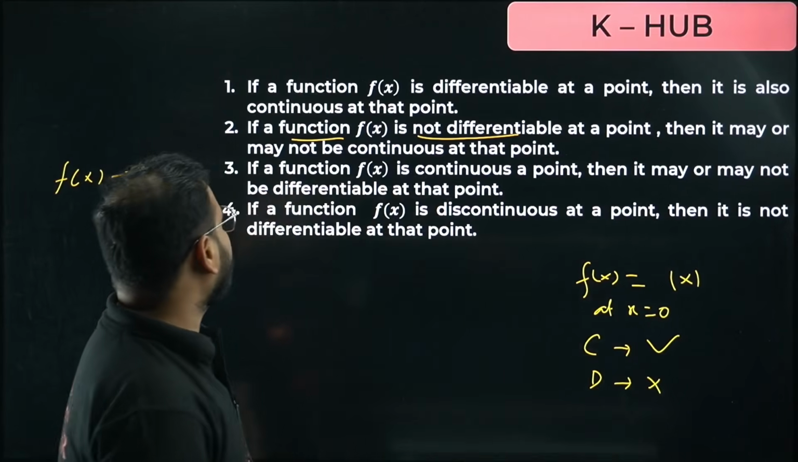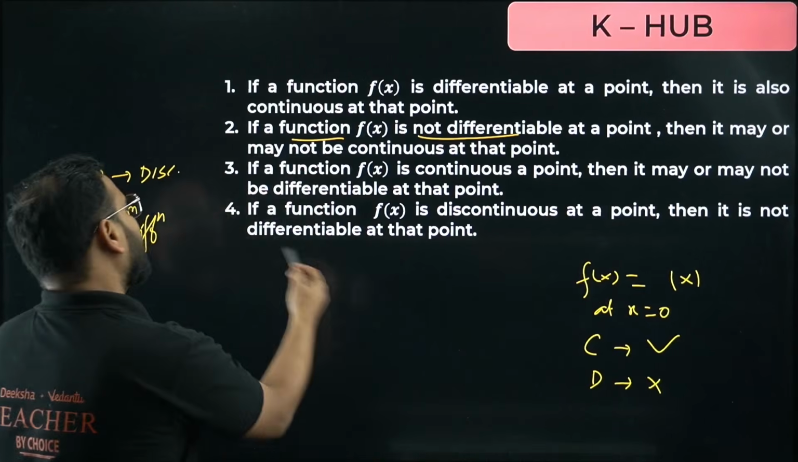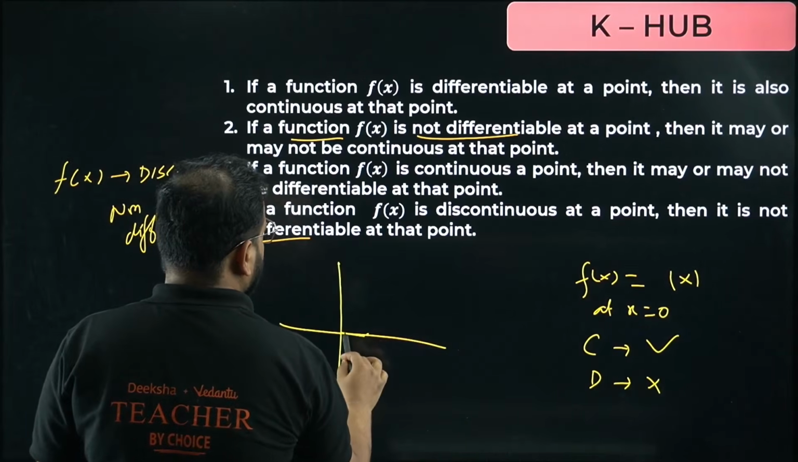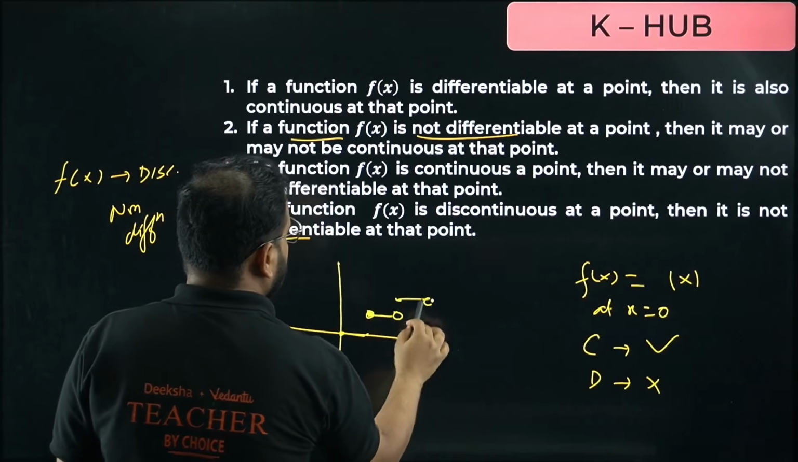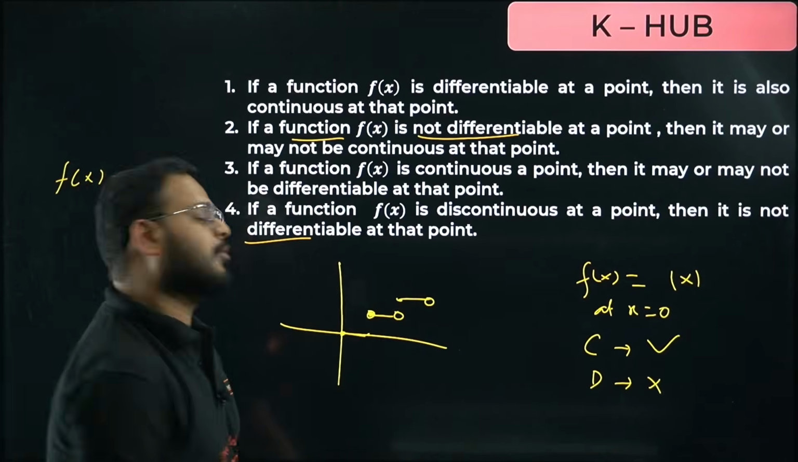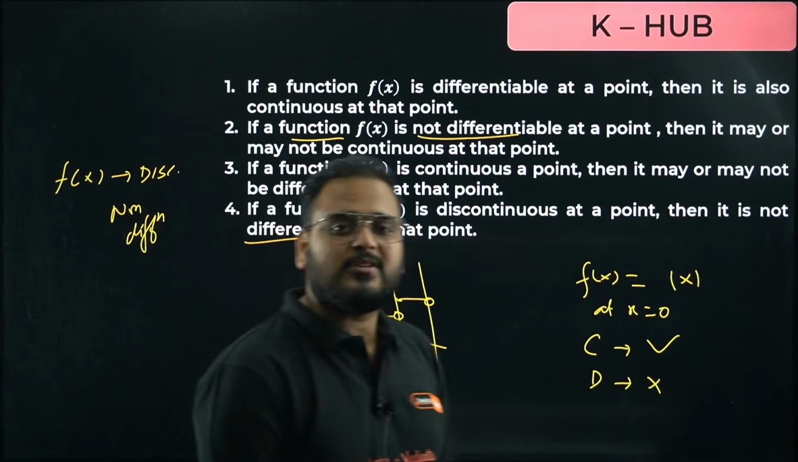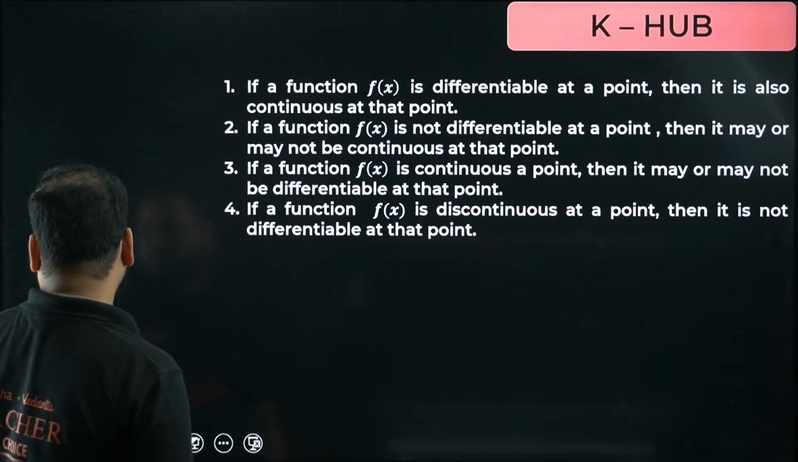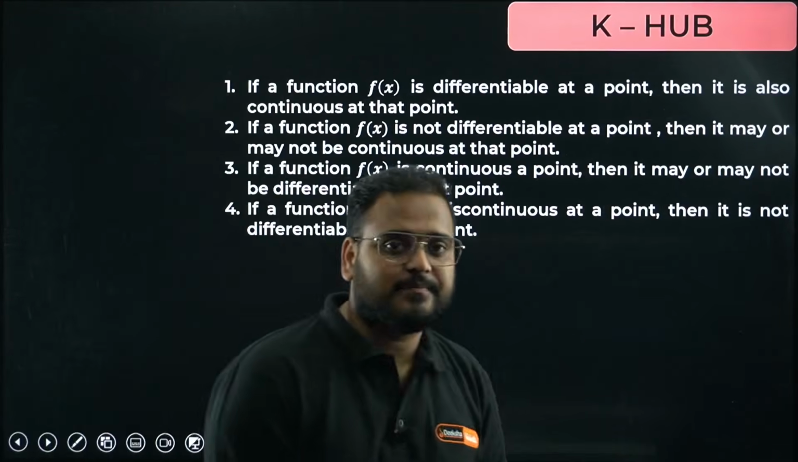Next: if a function f(x) is discontinuous, then it will be non-differentiable. What is the example for this? Same thing, I explain right now. This one is not continuous and non-differentiable. Over here, at these points, the function is not continuous and of course non-differentiable. I'll just remove all these things so you can have a look at this. Very important.